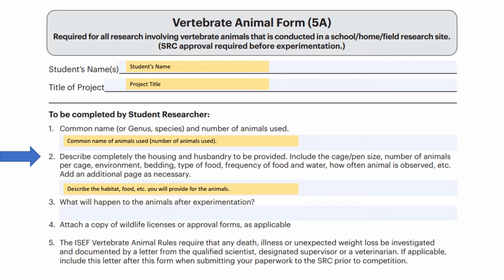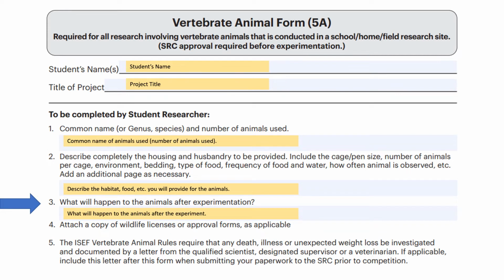Completely describe the environment where you will be keeping your animal. This includes the cage or pen size, the number of animals per cage, and where they will stay, such as in a house or a barn, and the type of any bedding you will use. Also list the type of foods and how often you will feed and water them, how often they will be observed, and anything else that is pertinent to their well-being.